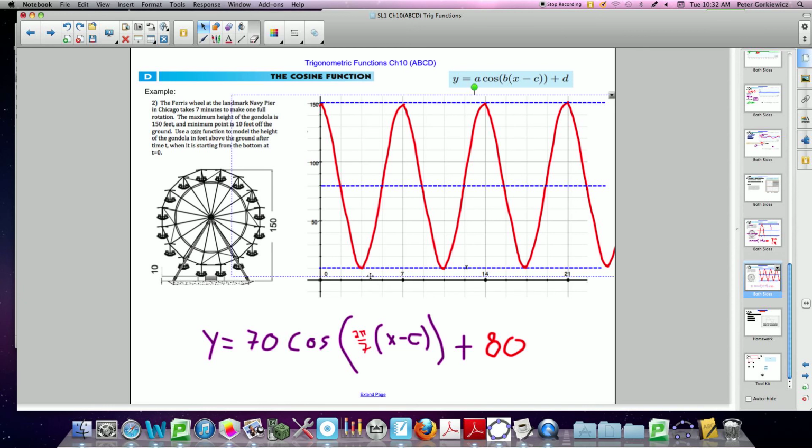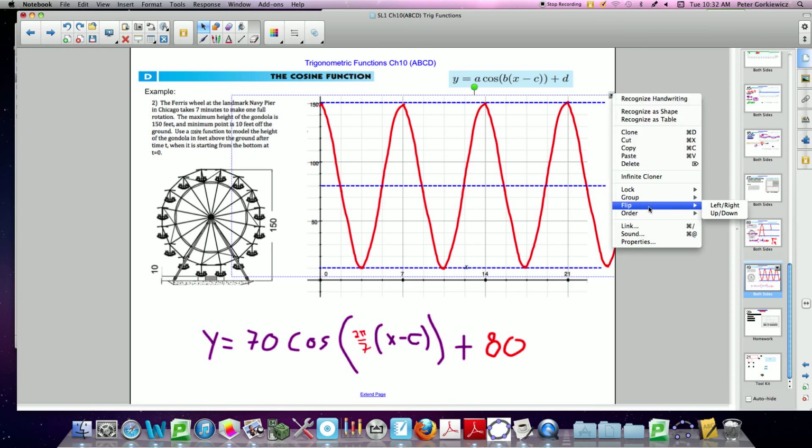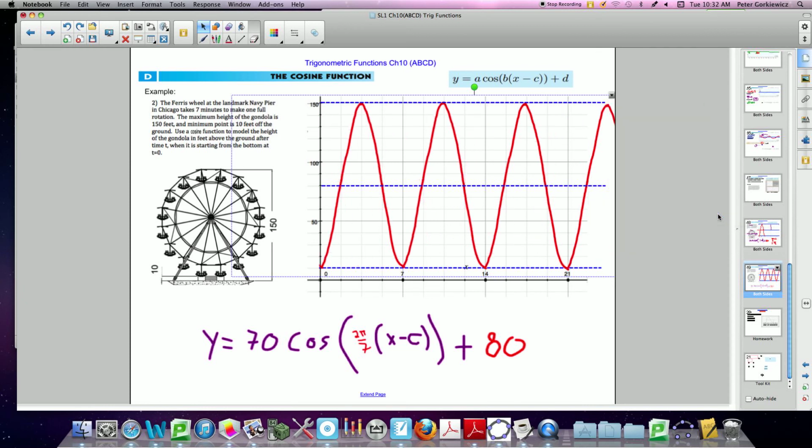Or we could do nothing with the C, and just flip this over. Shunk. And so it's starting at its minimum instead of its maximum. And all you have to do is go bink, and forget about the C. Right? So it doesn't matter which one you do. Any of those will be just fine. Right? So this works. So here's one equation.